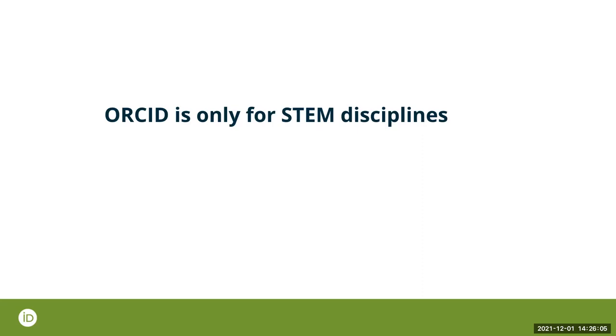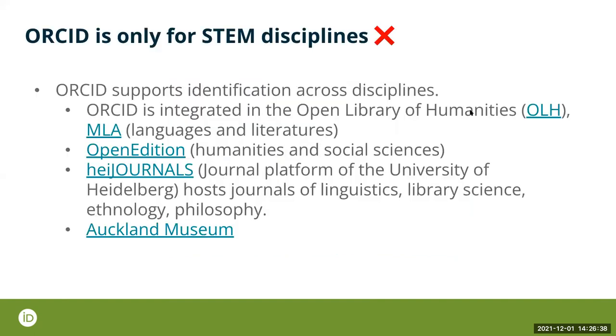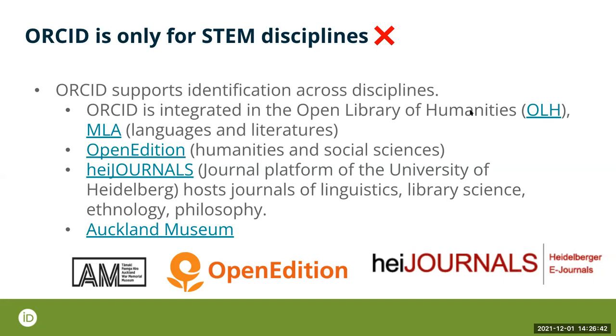ORCID is only for science, technology, engineering, and mathematics disciplines. I really like that you are all mentioning that this is false. Because it is. However, I have to say that the adoption of ORCID in the STEAM disciplines is higher than in the arts and humanities. That might be, even though ORCID supports identification across disciplines, because not many platforms so far have been so involved in author authentication, and also because the work types might not be that well known.